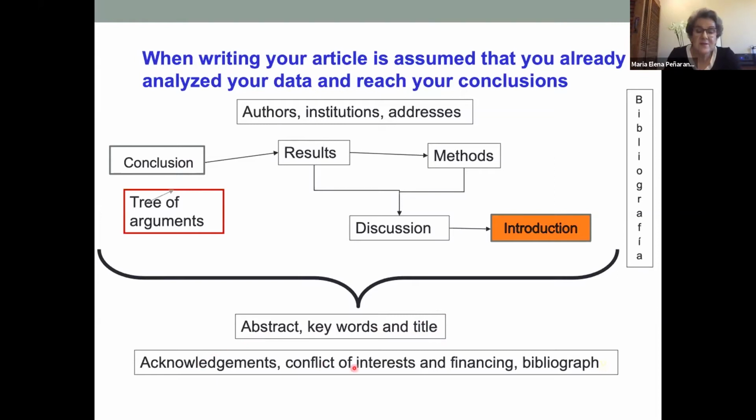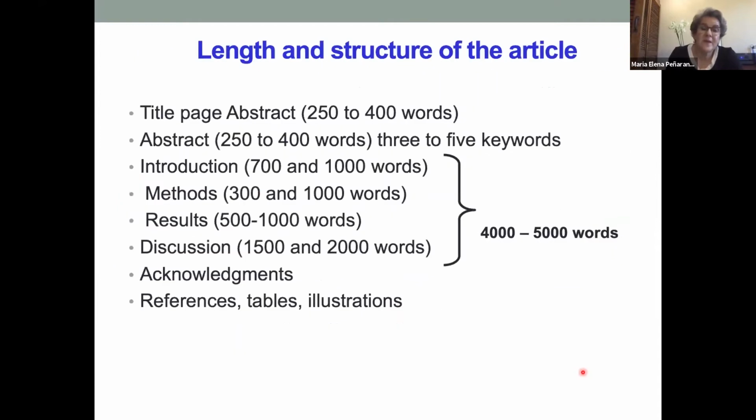And then the acknowledgments, conflict of interest, financing, and bibliography. Somebody was asking how long each part should be. It is a general recommendation. The abstract from 250 to 500 words, sometimes 500, 400. It's usually 300 is what they require for an abstract.